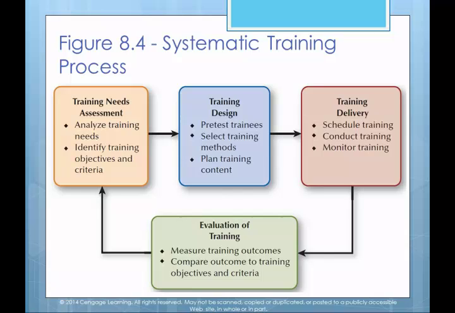So this is the systematic training process. People call it the ADDIE model, assessment, design, delivery, evaluation. But it starts with training needs assessment, analyzing what is needed, identifying training objectives and criteria. Then you move to design, pre-test trainees, select training methods, plan training content, and then training delivery, schedule training, conduct training, monitor training, and then the evaluation of the training, measuring training outcomes, compare outcomes to training objectives and criteria.